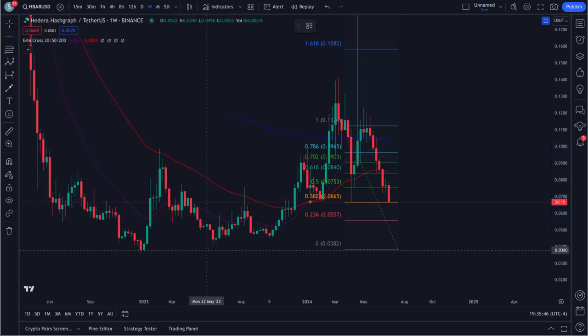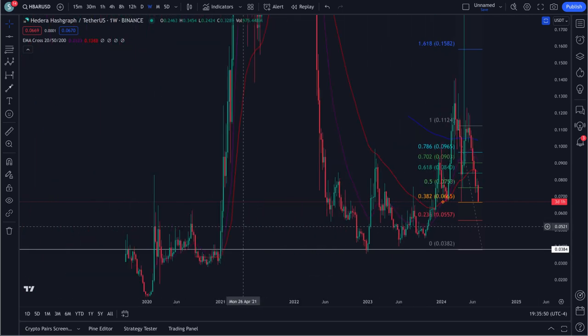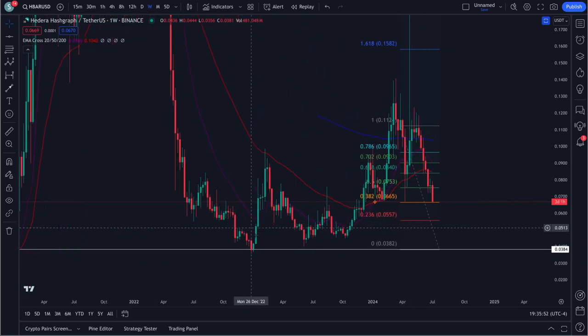Let's put a line down here, right about there. Okay, does that match up with anything? Yeah, it would take us right back to basically the bear market low in here.